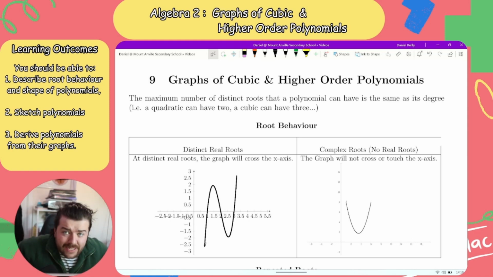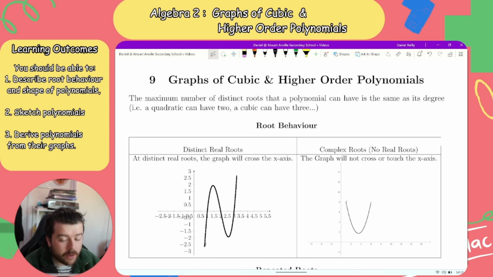Hello everyone. In this video we are going to be looking at graphs of cubic and higher order polynomials. We're going to be learning about root behavior, i.e. if it has real roots, complex roots, repeated roots, etc., what that looks like. We are also going to be looking at the shape of graphs. If we were given a polynomial in its factored form, would we be able to sketch it? And then finally, can we create the function or polynomial of a graph just from looking at said graph?